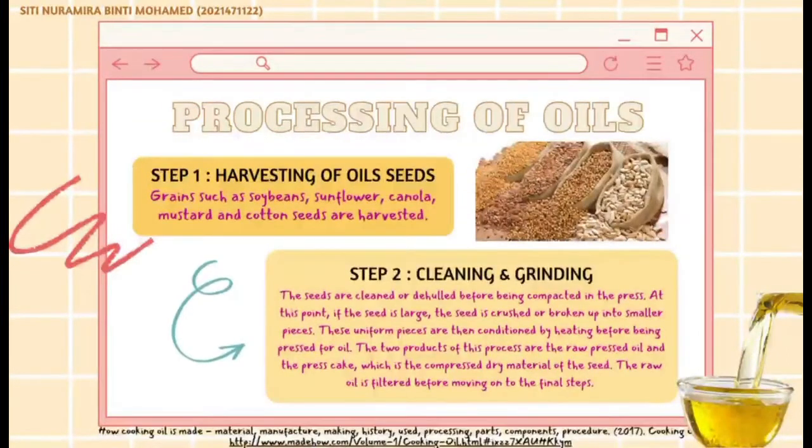Firstly, we look at the processing of oils. First step, harvesting of oil seeds. Grains such as soybeans, sunflower, canola, mustard, and cotton seeds are harvested. Second step, cleaning and grinding. The seeds are cleaned or dehulled before being compacted in the press.